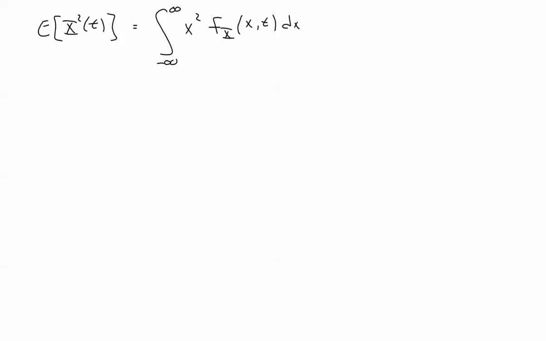Similarly, the expected value of my random process squared equals the integral from minus infinity to plus infinity of x squared times my first order probability density function. Oops, I need time for x first. And this is the mean squared value. And strictly speaking, that could also be a function of time.